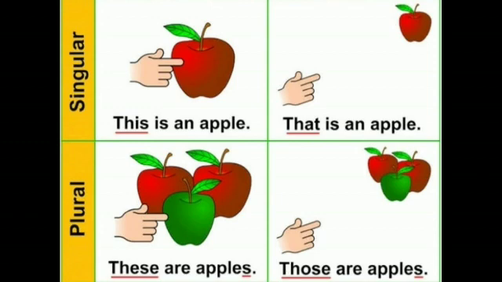Now in plural form we say these are apples because the apples are near to us and they are more than one in number. Then those are apples. Apples are more in number but they are far from us. So we say it as those are apples.